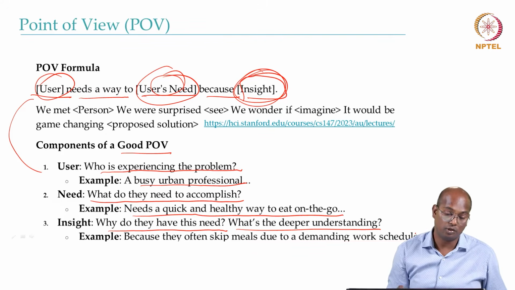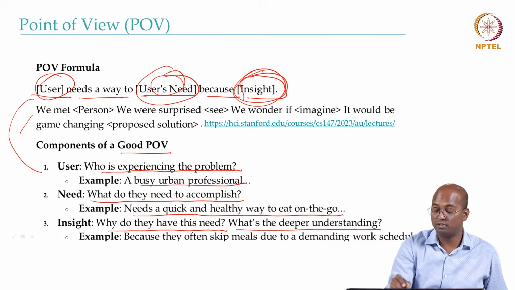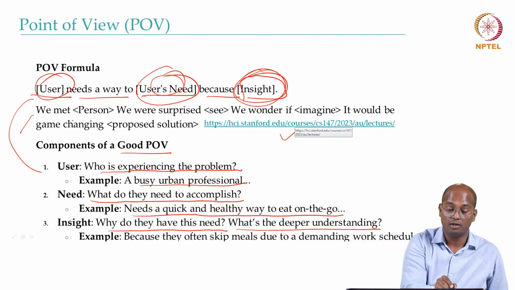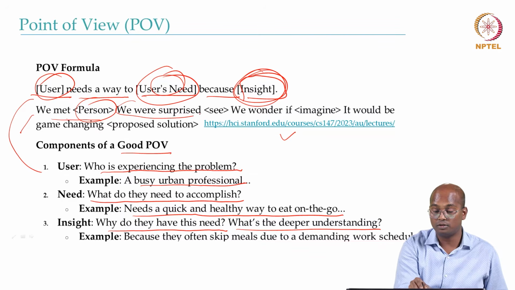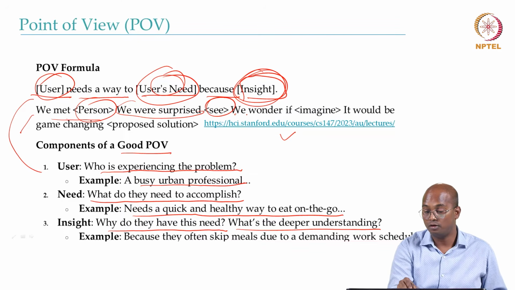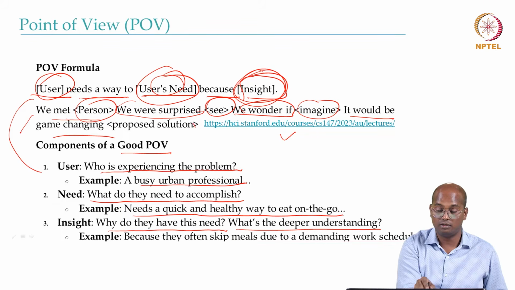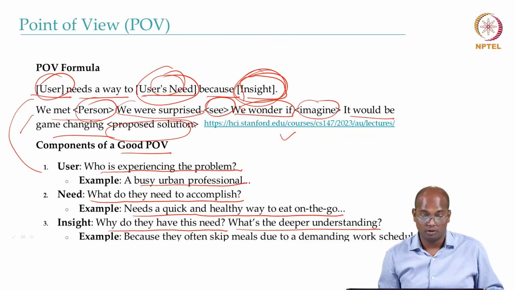So there are several ways you can formulate the POV. Another way of formulating that has been discussed is in the human computer interaction course by Stanford University. How we met, here you can define the person. We are surprised to see. We wonder if, imagine, it would be game changing, whatever the proposed solution. So using this you can also build the POV.